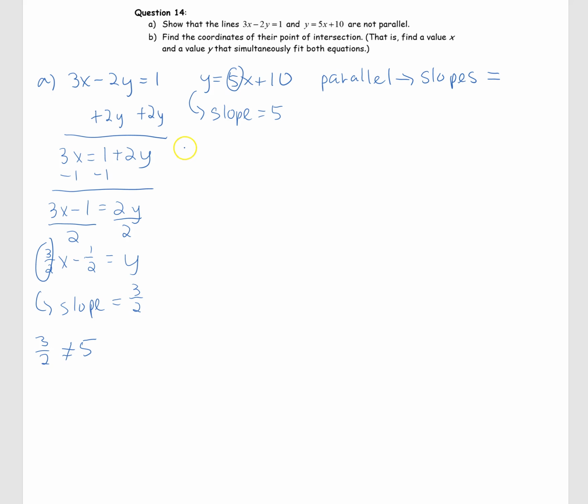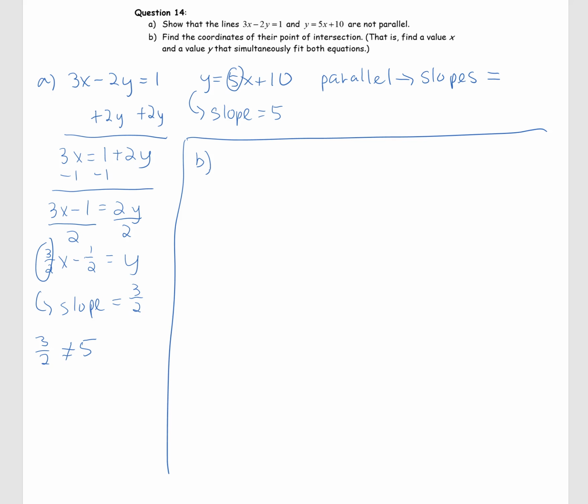So moving on to part B, I'm just going to section off this part here. Part B is asking us to find the coordinates of the point of intersection for these lines. So the value of x and y that simultaneously fit both equations. And since we know that these two lines are not parallel, that means they have to intersect at some point. And this is what we're trying to find in part B.